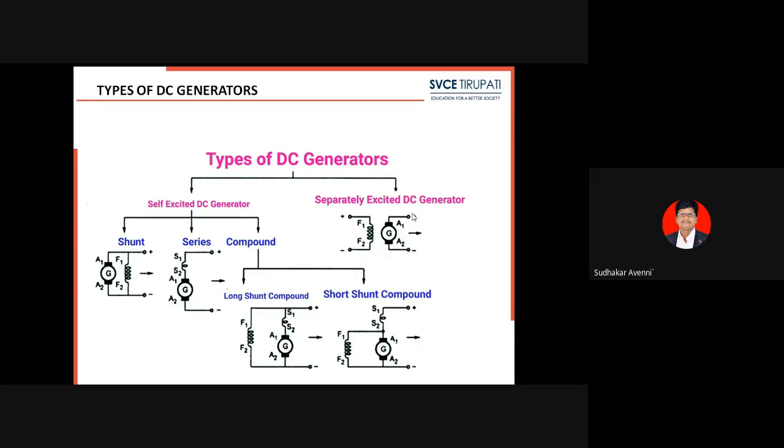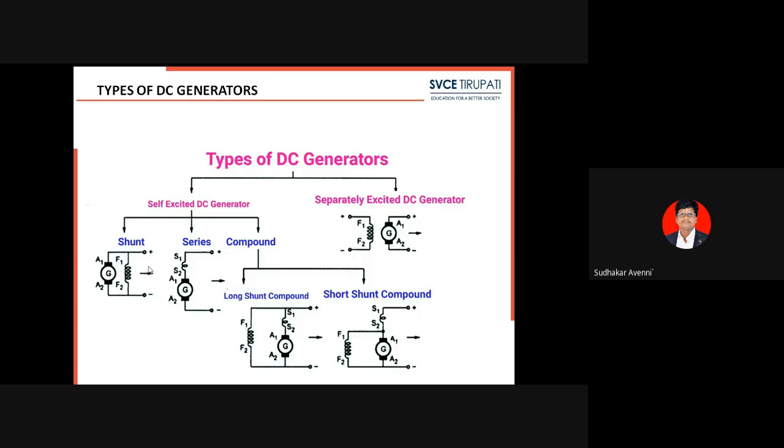See here, what is the difference between the shunt, series, compound generators and the separately excited generator? In a separately excited generator, we can adjust the field current separately, and based on that, we can obtain the generated voltage. In self-excited generators, the field windings are connected with respect to the armature winding, so from that, we obtain the generated voltage in these generators.